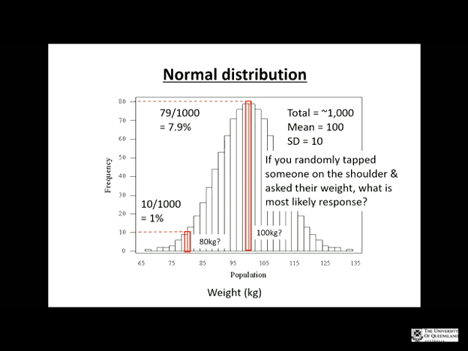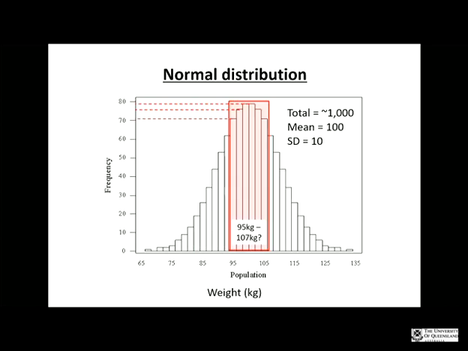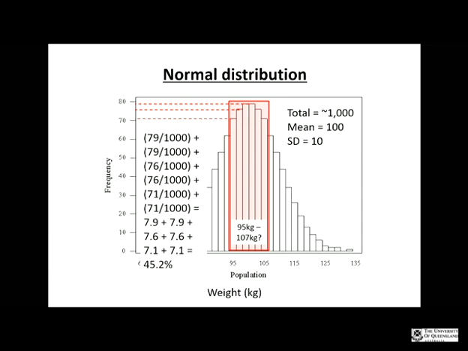So you can start to say something a bit more specific about the likelihood of selecting particular people at particular weights. And you can do that for ranges as well. You could say, what's the likelihood that when we tap someone on the shoulder, they weigh between 95 and 107 kilograms? You'd have to do a bit more maths to do that. Luckily, SPSS does that for us. You would basically do the same thing that we did for tapping one person before, but across that range, and you'd come up with a 45.2% chance of tapping someone on the shoulder in that range.